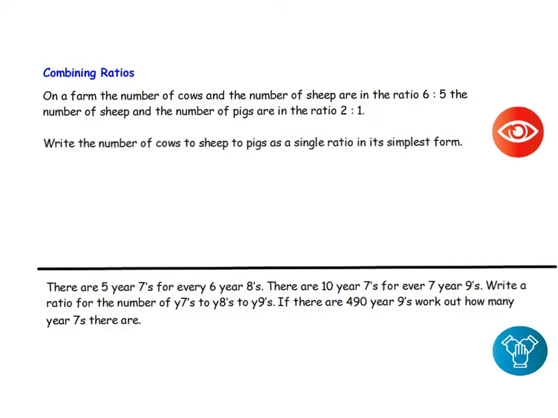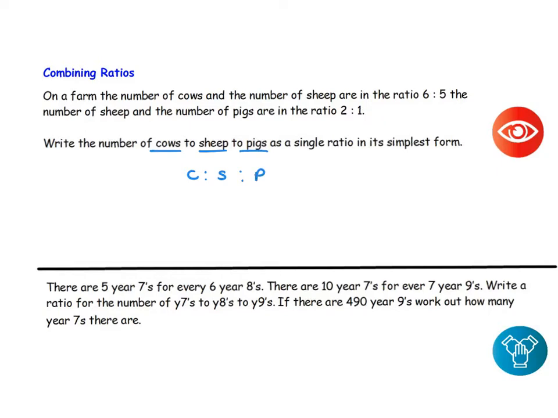The question says, on a farm, the number of cows and the number of sheep are in the ratio 6:5, and the number of sheep and the number of pigs are in the ratio 2:1. Write the number of cows to sheep to pigs as a single ratio in its simplest form. Okay, so I'm going to write those three variables in the order that they appear. We want the ratio of cows, so C, to sheep, S, to pigs, P.